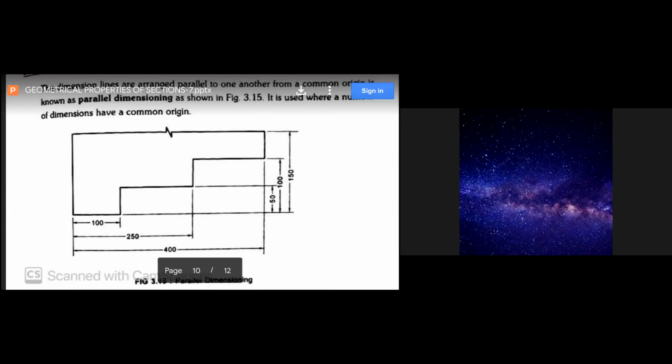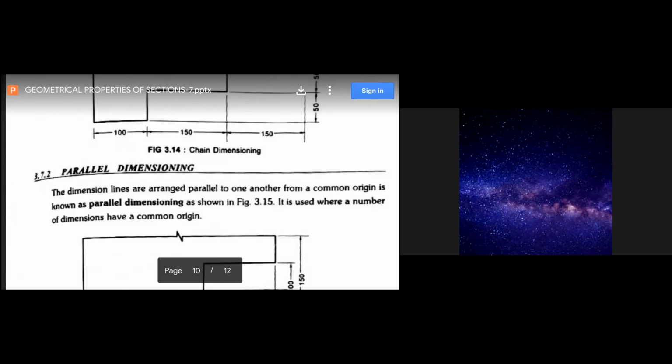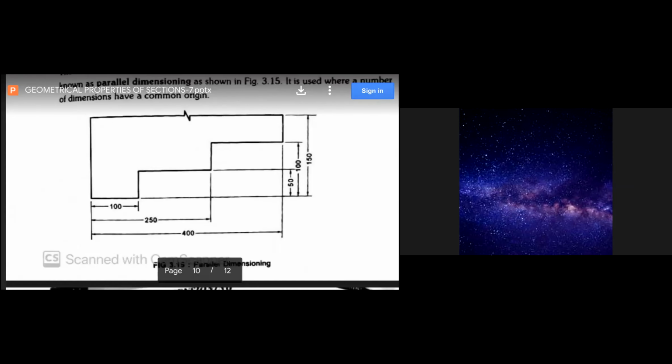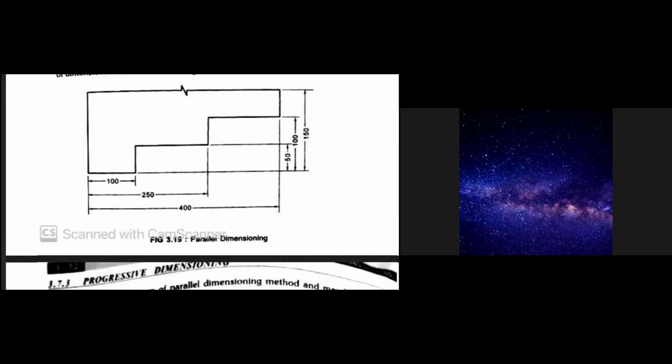parallel dimensioning. See here, the 100 mm line, and the second dimension, the 150 mm line, we can write by changing its starting point to the base, the extreme left edge. So here, the 100 mm, 250 mm, and 400 mm dimensioning lines are parallel to each other. So this is parallel dimensioning.